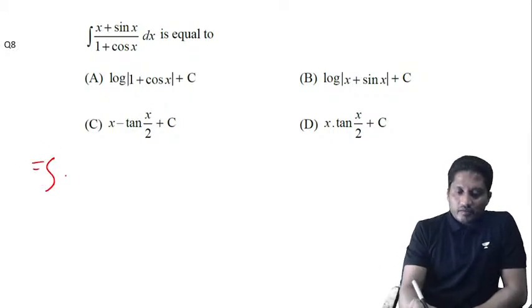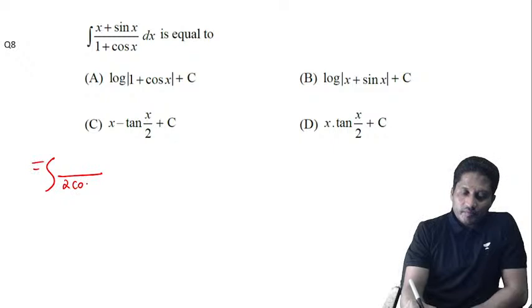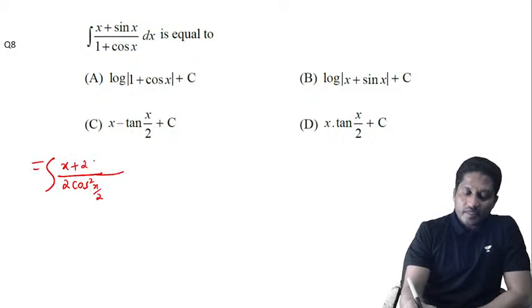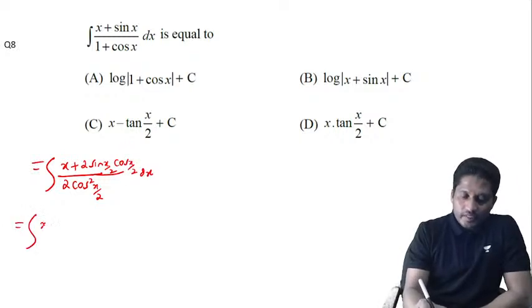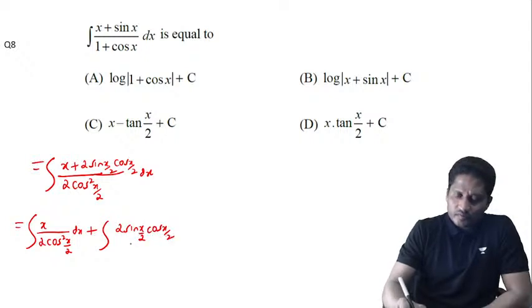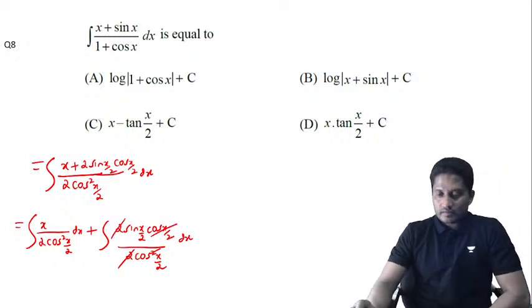So this can be written as 1 plus cos x is 2 cos square x by 2, right? Yes, half angle formula. Okay, and then x plus sin x can be written as 2 sin x by 2 and cos x by 2. Now if I divide this, x divided by 2 cos square x by 2, right? Plus integration of 2 sin x by 2 into cos x by 2. And 1 plus cos x is 2 cos square x by 2. 2 and 2 cancel. Now this cos will cancel with the square.